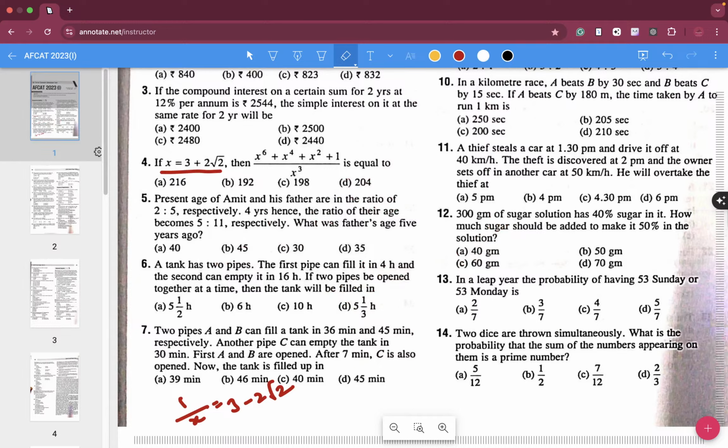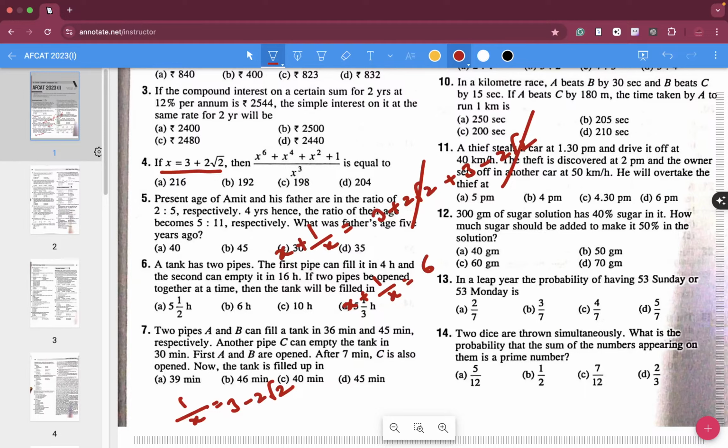Okay, now if it is the value of 1 by x, can I say x plus 1 by x is equal to 3 plus 2 root 2 plus 3 minus 2 root 2, right? So this one gone and this one gone. Okay, this one gone and this one gone. So which means x plus 1 by x is equal to 6. I'm a little doubtful if you guys are paying attention over here, right?